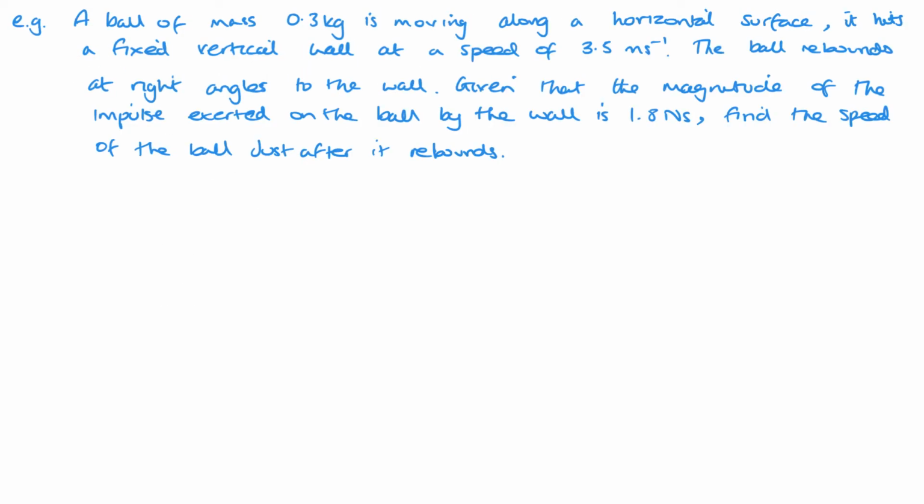Now, in this example, we have a ball of mass 0.3 kilograms moving along a horizontal surface, and it hits a fixed vertical wall. I always like to do a little sketch on a lot of these as we start to get into them. So we've got a ball, it's 0.3 kilograms, and it's going to hit this surface at 3.5 meters per second.